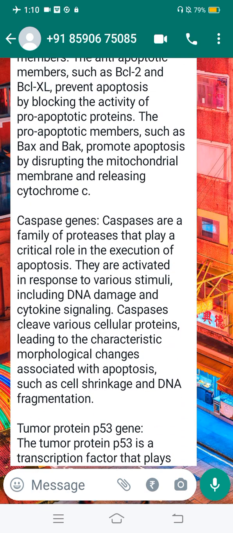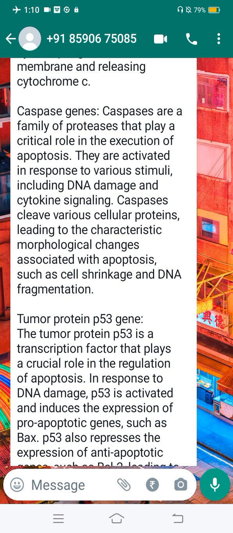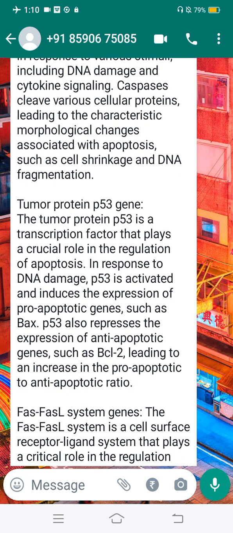Caspase genes. Caspases are a family of proteases that play a critical role in the execution of apoptosis. They are activated in response to various stimuli, including DNA damage and cytokine signaling. Caspases cleave various cellular proteins, leading to the characteristic morphological changes associated with apoptosis, such as cell shrinkage and DNA fragmentation.